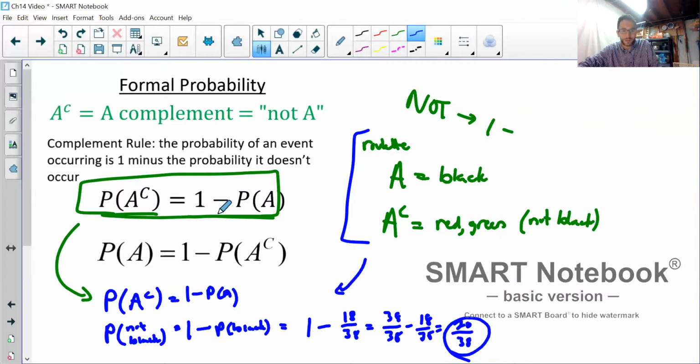And of course, if we do a little algebra, add P of A on both sides, and then subtract P of A complement on both sides, we can rewrite that formula this way. So this is the mathematical equivalent of not means subtract from 1.